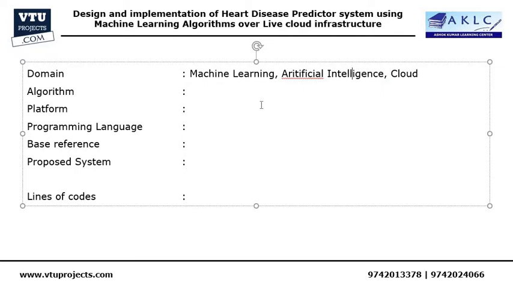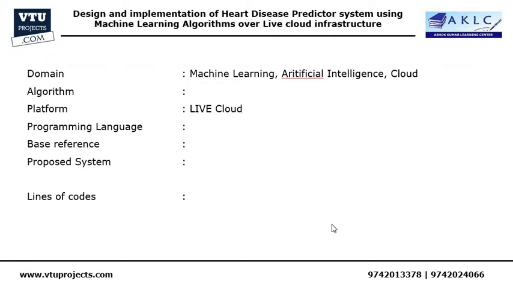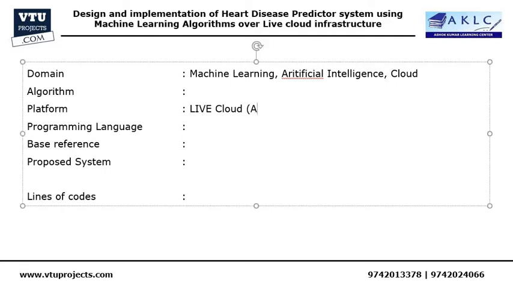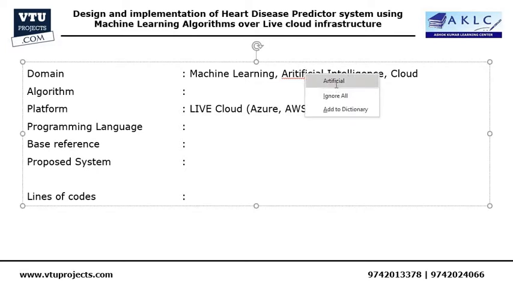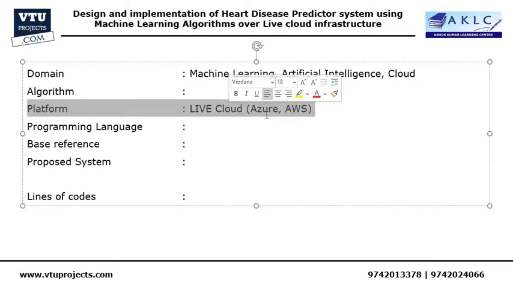So the platform where our project will be running is on live cloud. That means whatever solution we are going to implement will be deployed over the live cloud environment like Microsoft Azure, Amazon Web Service, etc., so that anyone across the world can readily use your project. This is the advantage of deploying the project on live cloud.